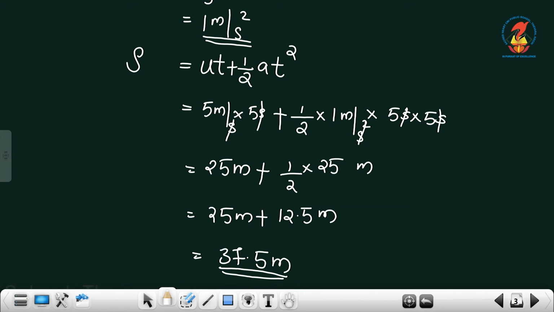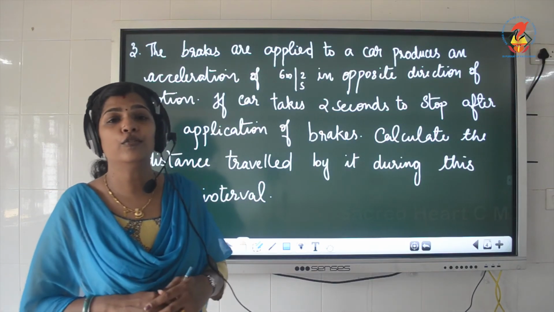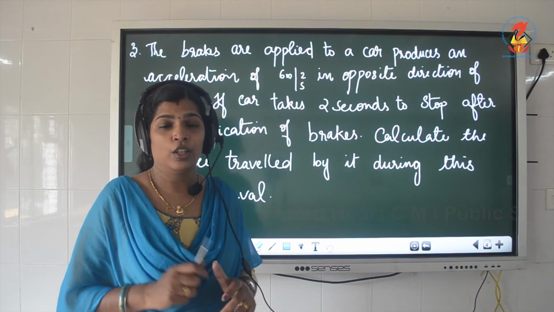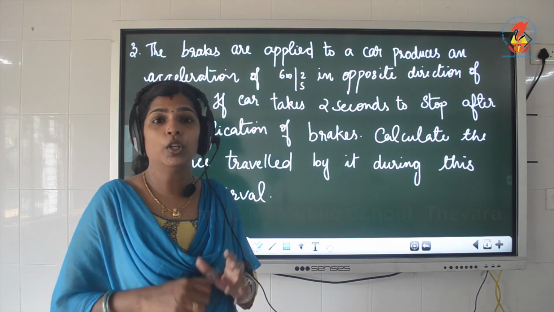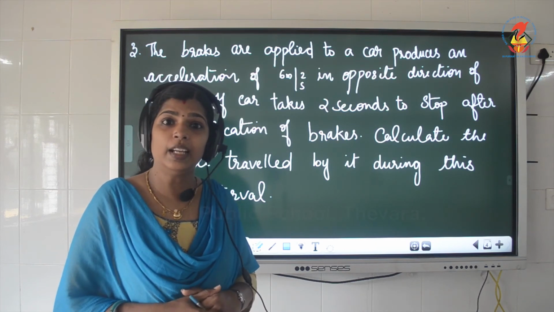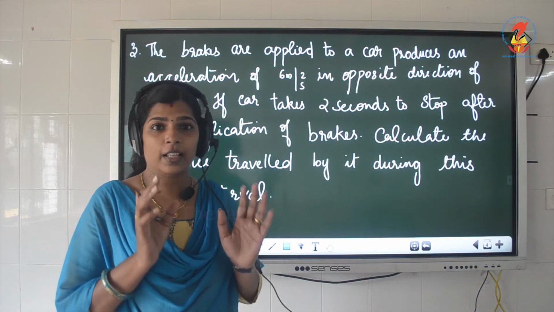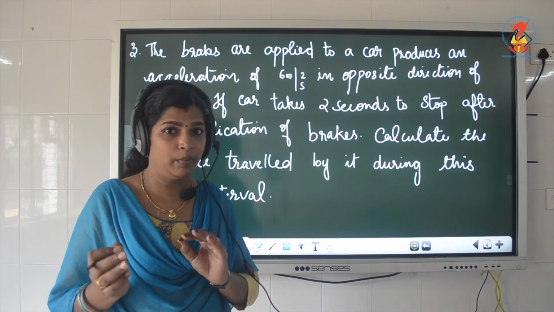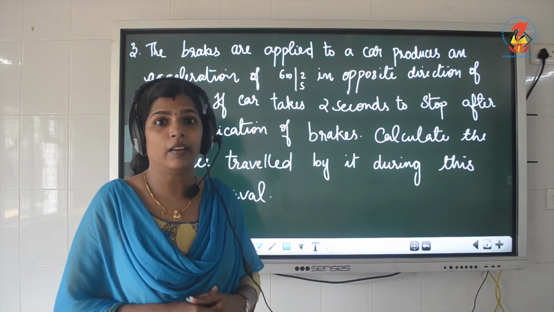One more question is there. Yeah, this is the third question. Brakes are applied to a car, produces an acceleration of 6 meter per second square in opposite direction of motion. Opposite direction of motion means it's actually retardation. So, retardation is represented by a negative sign, or retardation is also known as negative acceleration. So, if an acceleration is given minus 9.8 meter per second square or minus 10 meter per second square, that means it's retardation.